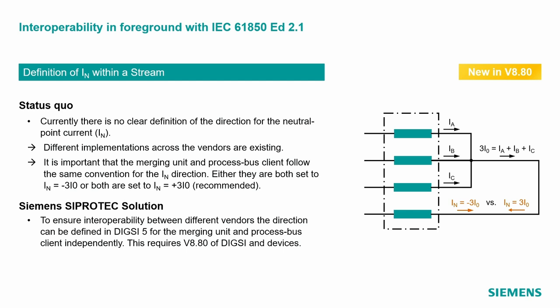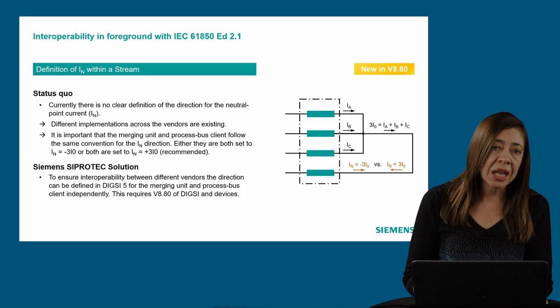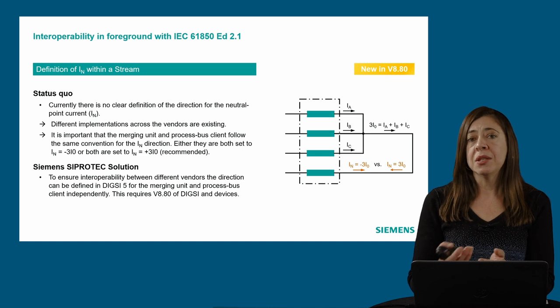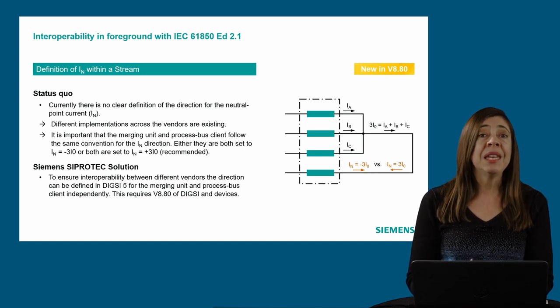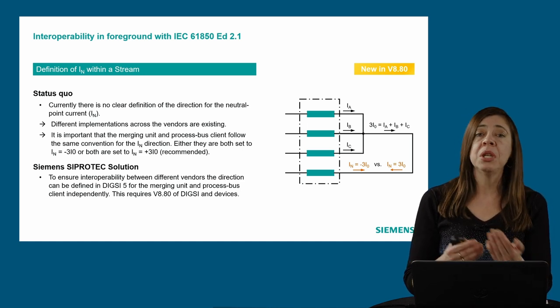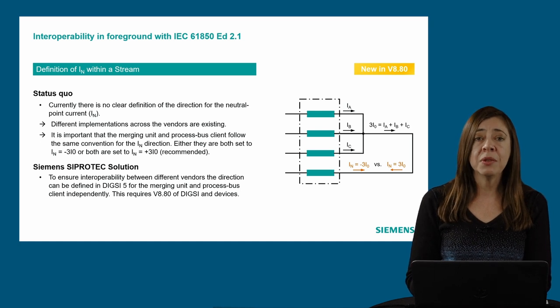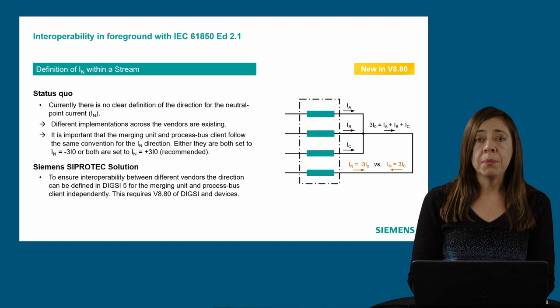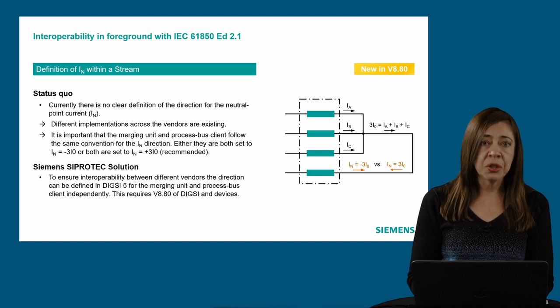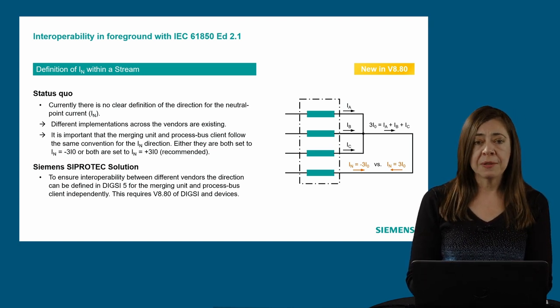Another point going to the interoperability as well is the easy determination of the I-N direction. So there is today no exact definition if it is minus dry I0 or plus dry I0. So what we did is we enabled in both the merging unit and also in the client devices the possibility of defining this directionality. So this can be perfectly matched to the other device.